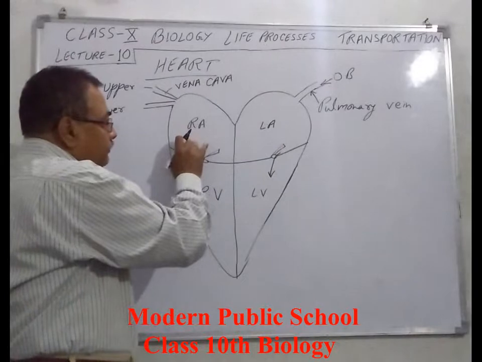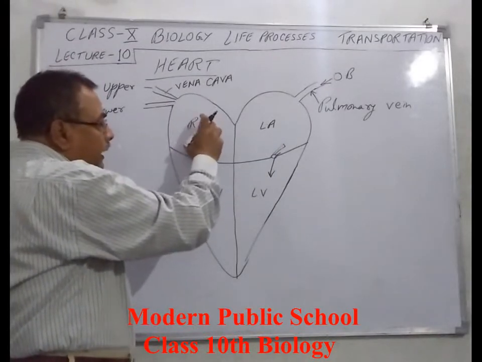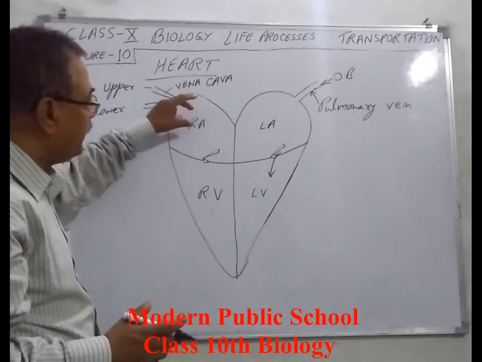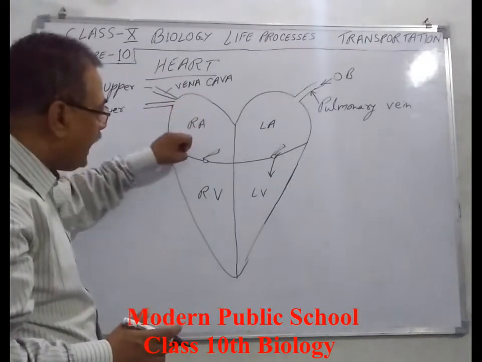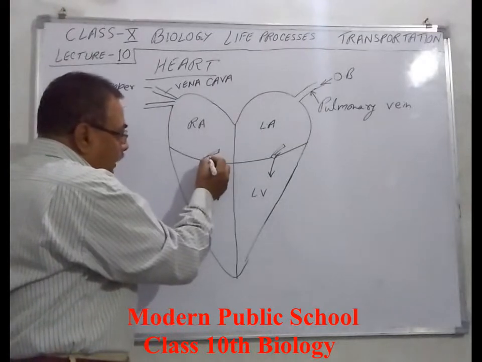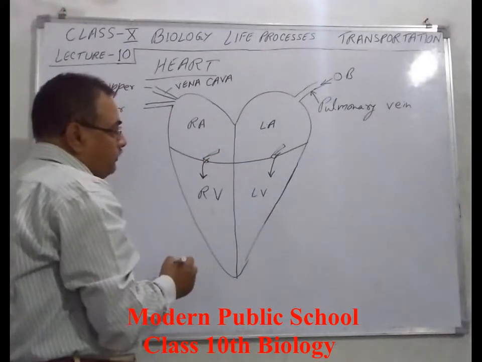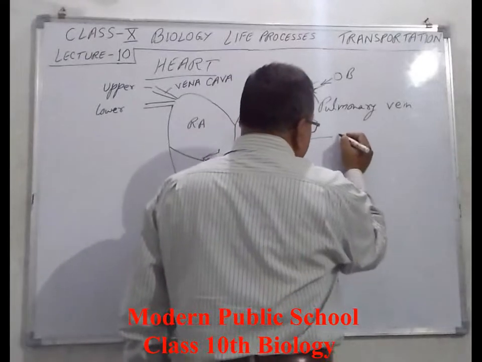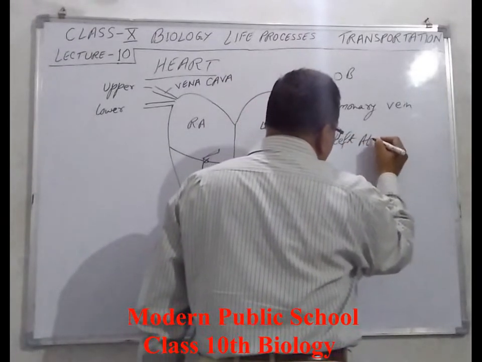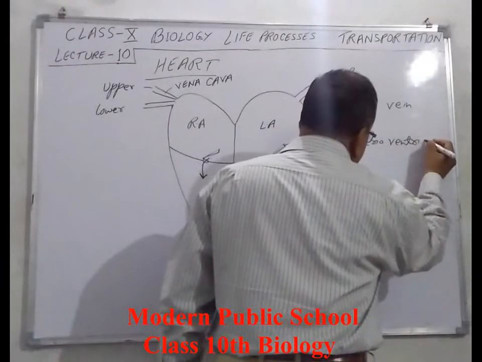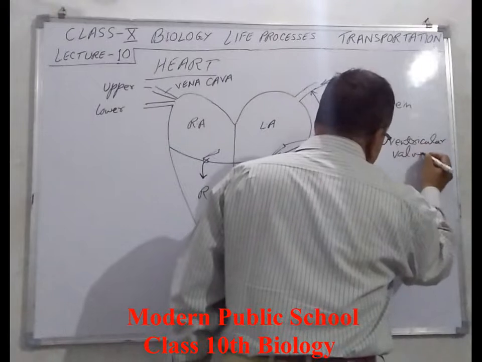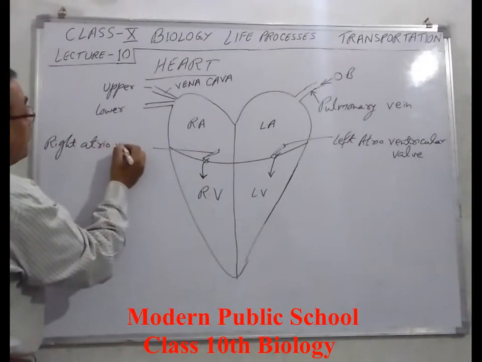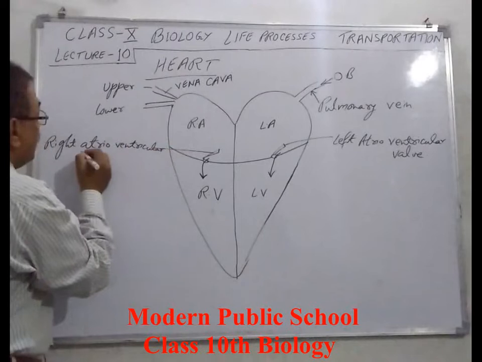Same like that here. When the right atrium collects deoxygenated blood from the rest of the body, it expands and ultimately it contracts. What will happen? The blood comes inside the right ventricle, because this valve will open. This valve is termed the left atrioventricular valve, and same like here, the right atrioventricular valve.